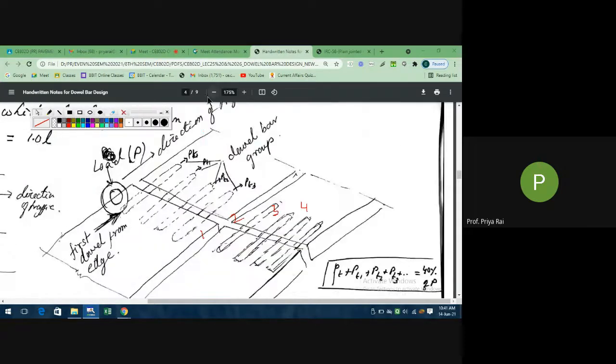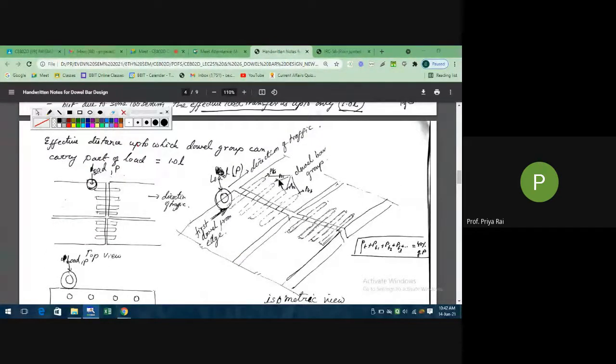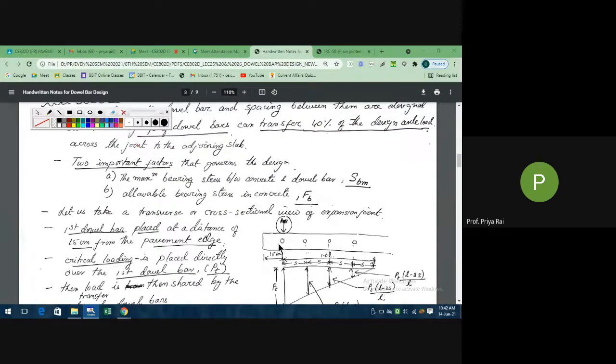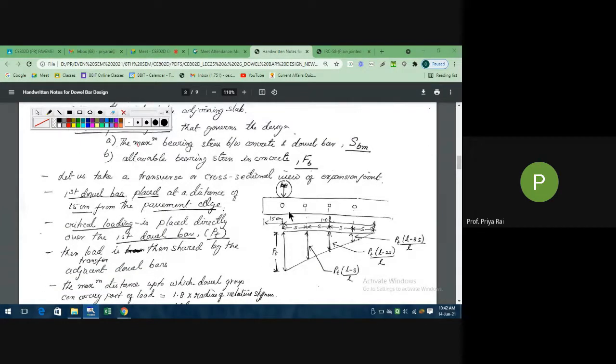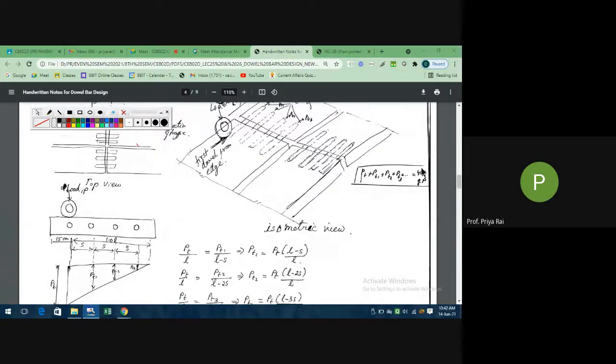So that thing we have discussed here. See here, PT1 plus PT2, like that we have done, okay? We have calculated with respect to the PT value, that is the edge. PT is what? The load transfer by the edge, okay? First dowel bar at the edge, that is PT. Then with respect to PT, we are calculating other PT values, which is PT1, PT2, like that. See, if we sum up all these PT values, we will get 40% of P, okay?